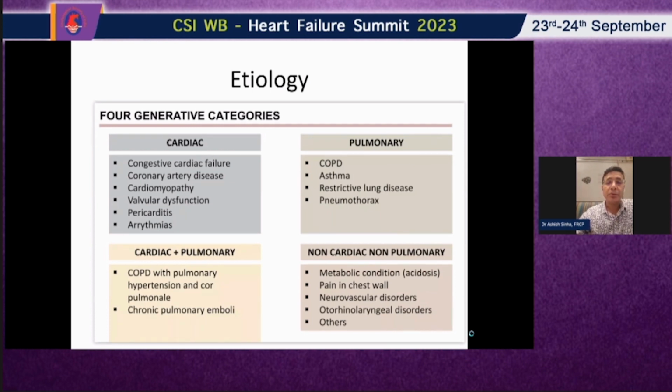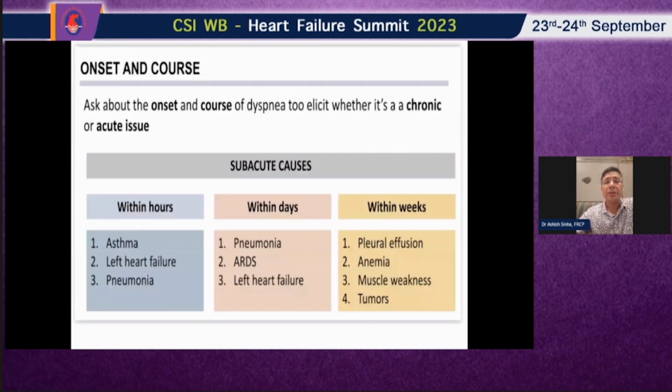There could be a combination of both cardiac and pulmonary causes, such as a patient who has COPD with pulmonary hypertension, or a patient who has chronic pulmonary emboli. Again, we have to keep these in mind in any case of dyspnea. And there could be non-cardiac and non-pulmonary causes, like metabolic conditions such as acidosis, pain in the anterior chest wall, and neurovascular disorders. So I'll go to the next slide. Basically, we should remember that these are the generic categories of causes we should look for.